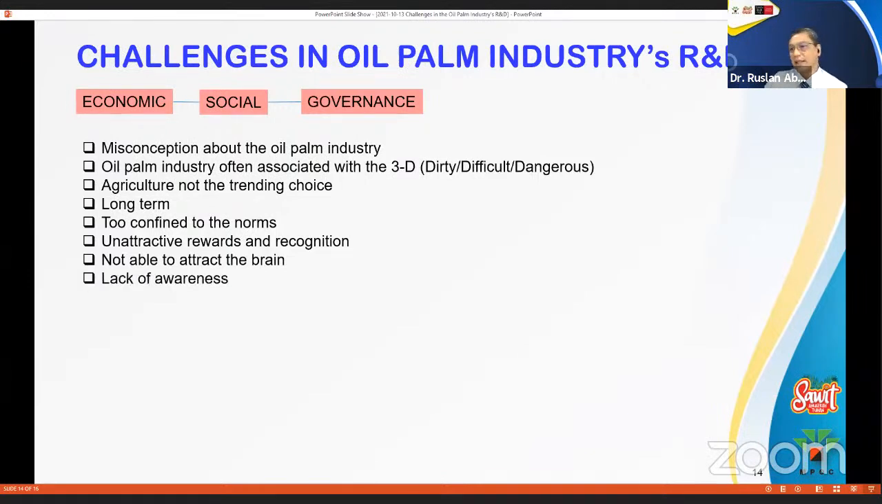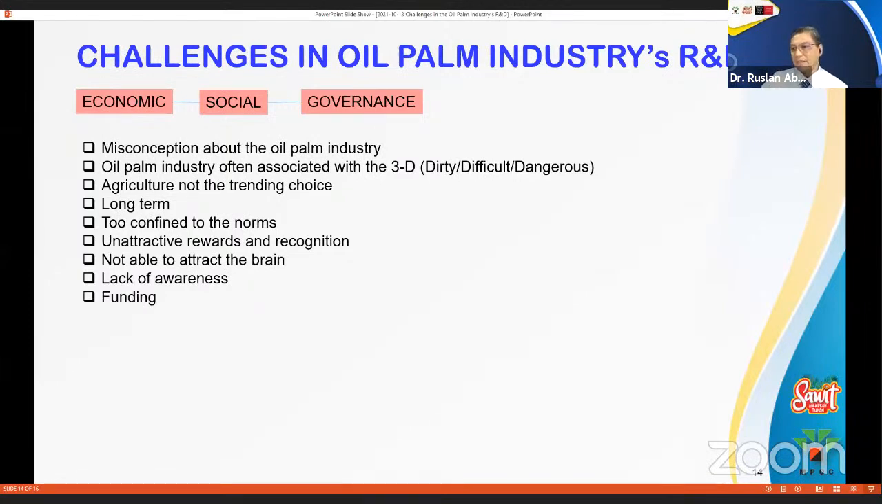And I would say that this is mainly due to the lack of awareness, because people are not aware that the oil palm industry covers every facet of science. You can talk about any career, it will involve the oil palm industry. So I think one of the things that we have to do now is create awareness that the oil palm industry covers everything.